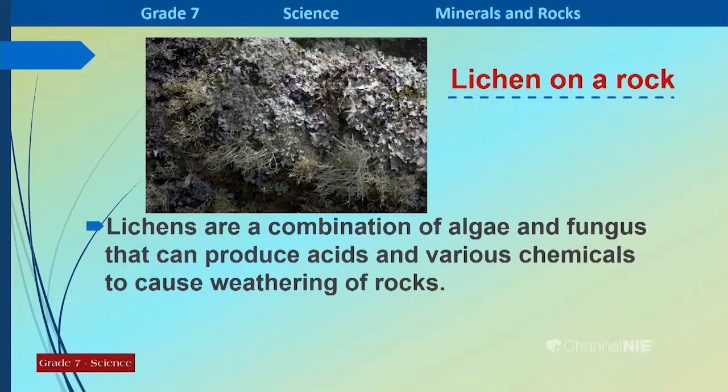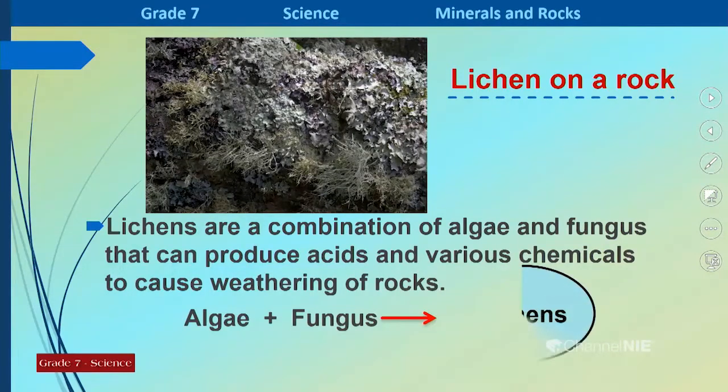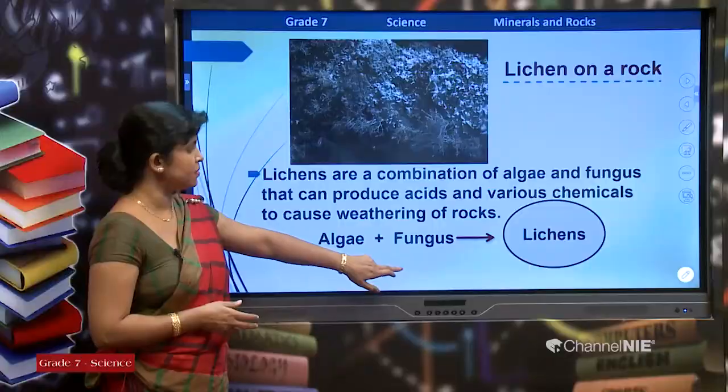Lichens are a combination of algae and fungus that can produce acids and various chemicals to cause weathering of rocks. When algae and fungus combine together, they form lichens. Lichens have a special ability of secreting substances, and those chemical substances can cause the weathering of rocks. So, that is known as chemical weathering of rocks. You have to understand that lichens support the chemical weathering of rocks.